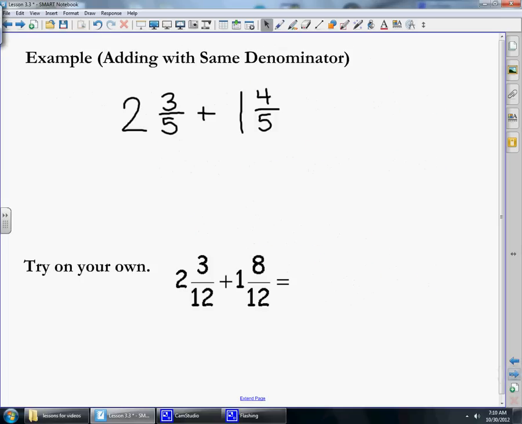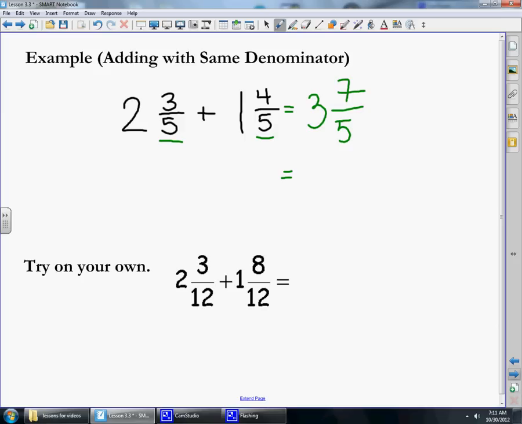Alright, knowing that, let's take a look at how we can add two mixed numbers with the same denominator, okay? First, we need to add whole numbers. In this case, it's 2 plus 1. We get 3. Then we add fractions. 3/5 plus 4/5, we get 7/5. Okay?